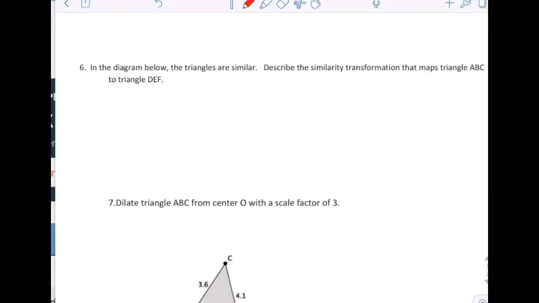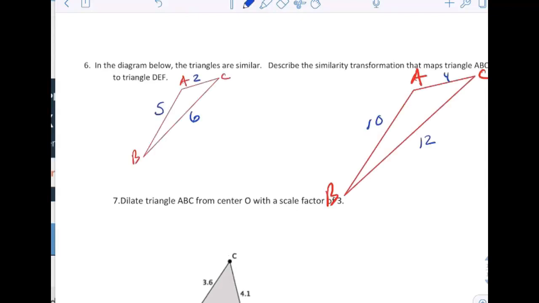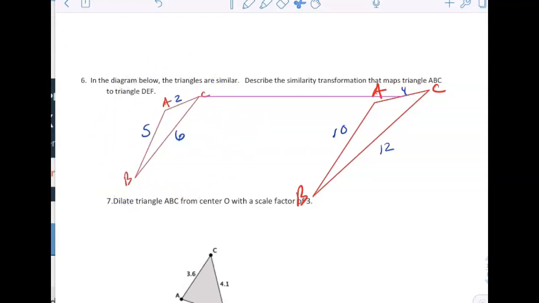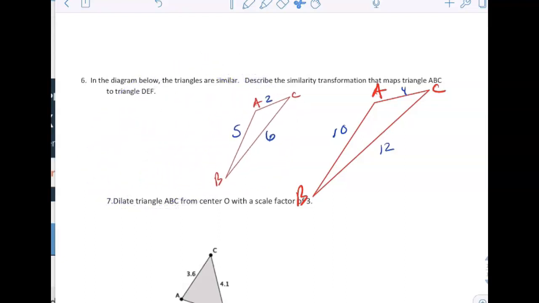In the diagram below, the triangles are similar. Describe the similarity transformation that maps ABC onto DEF. So I just made up two triangles here. Similarity transformation. There's two steps that you have to do to get this to map completely onto this one. Sometimes you have to rotate, but this one doesn't appear to have to be rotated. But you do have to translate this one. You notice that if you translate it so that A maps up with A, you then are going to have to dilate by 2, so 5 becomes 10. Translate, dilate.